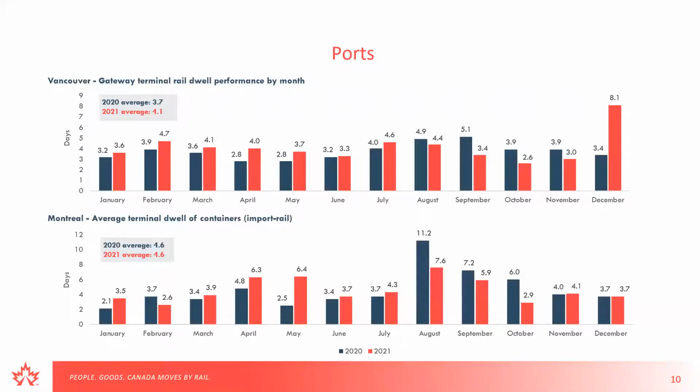And then in the last few months, it was getting better until December. So December, it really skyrocketed up to 8.1 days of dwell time at Port of Vancouver for rail. And in January 2022, the data has come out recently, and it's at 7.5 days. So it's still quite high, more than double the previous 2 Januaries. So dwell times at the Port of Vancouver are still a focus.